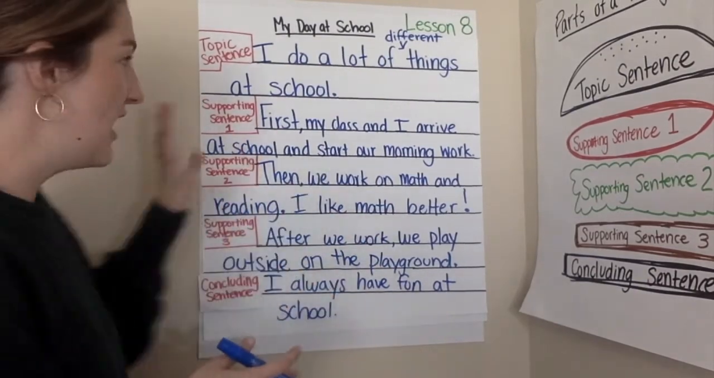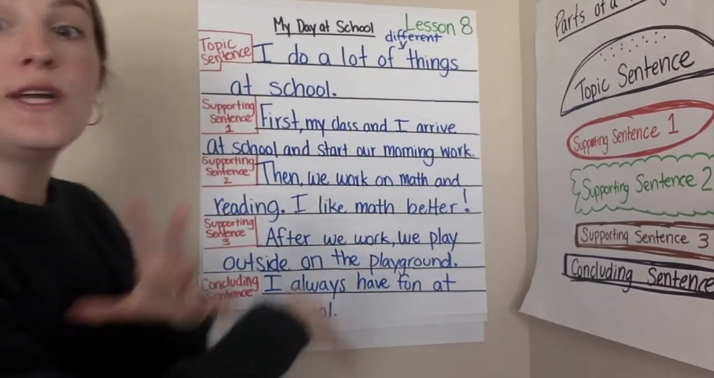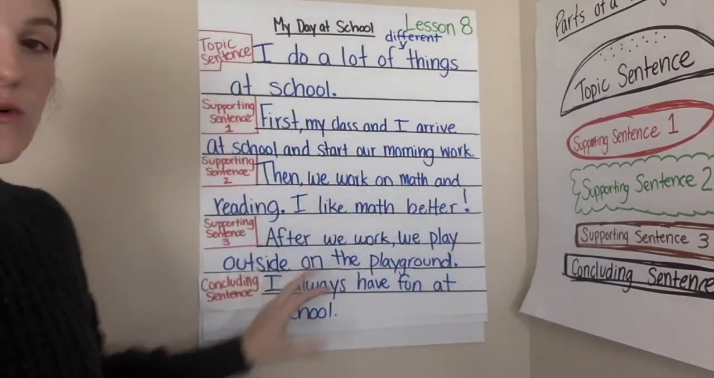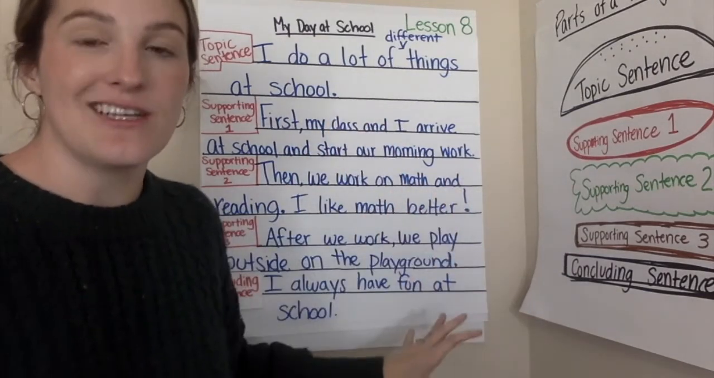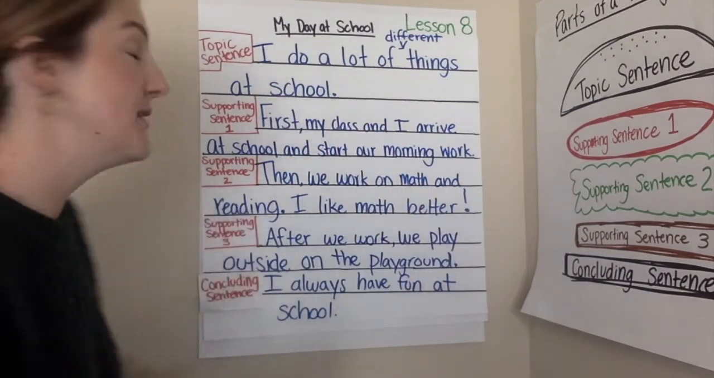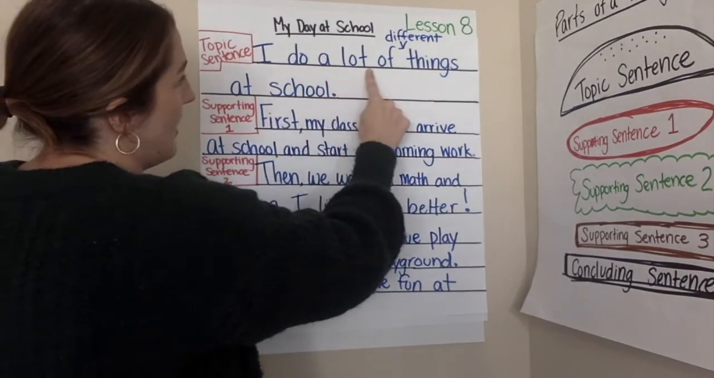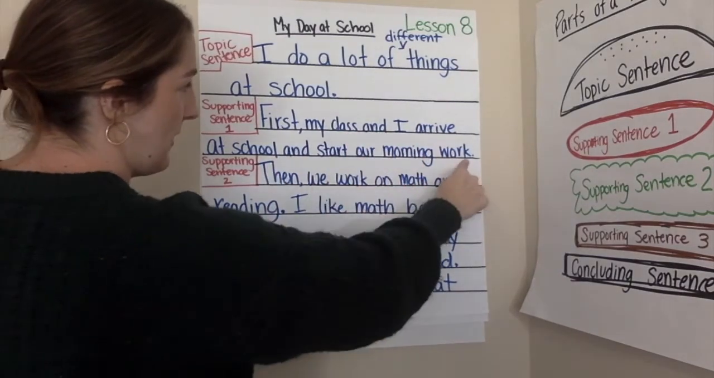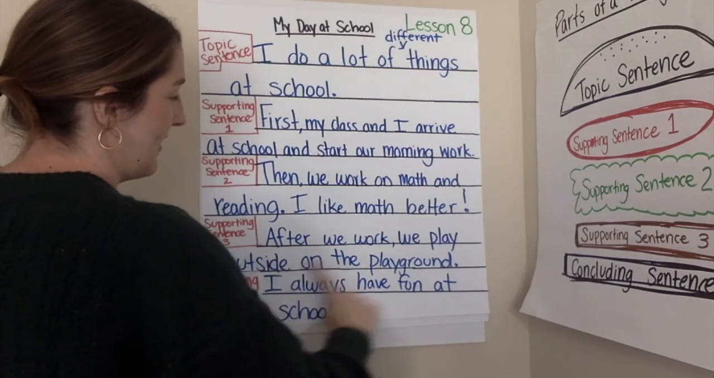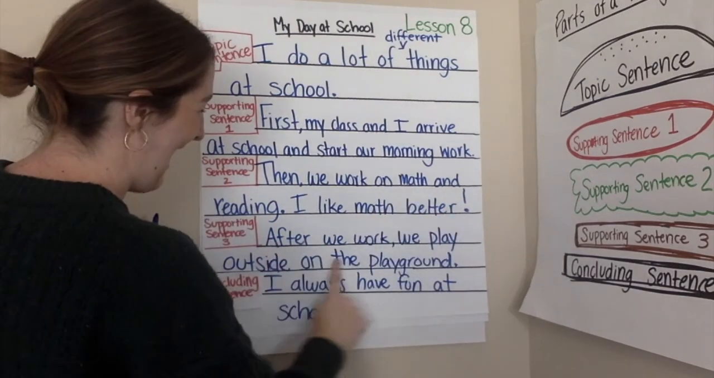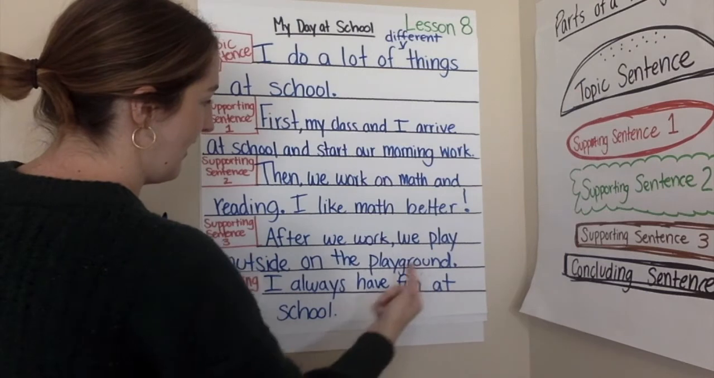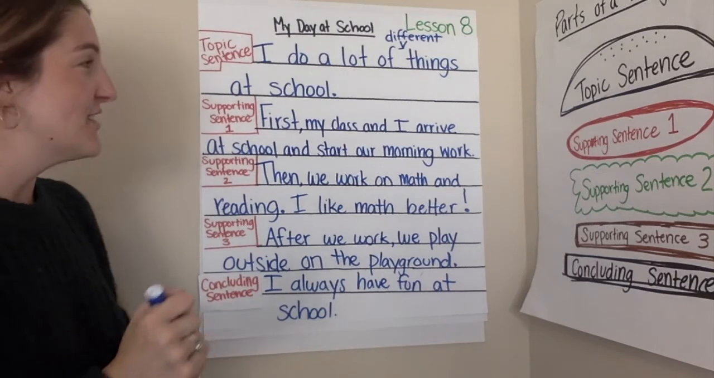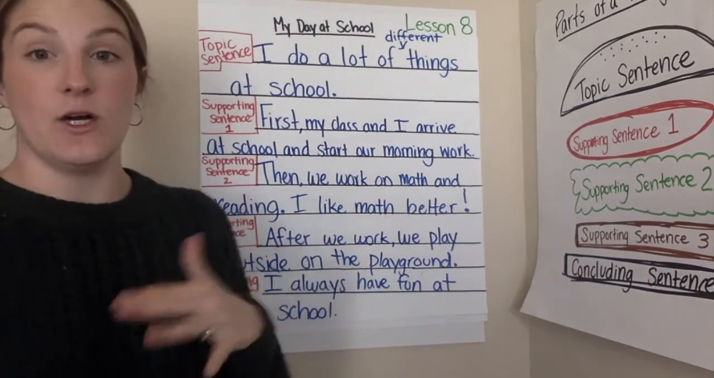So after your paragraph is done and you've written your draft, reread the whole thing one time through, which I'm going to model for you in just a second. You're going to read it through, make sure you don't have any changes or edits that you want to make, and then it's time for you to publish your piece. So let's make sure it makes sense. I do a lot of different things at school. First, my class and I arrive at school and start our morning work. Then we work on math and reading. I like math better. After we work, we play outside on the playground. I always have fun at school. A nice little paragraph.